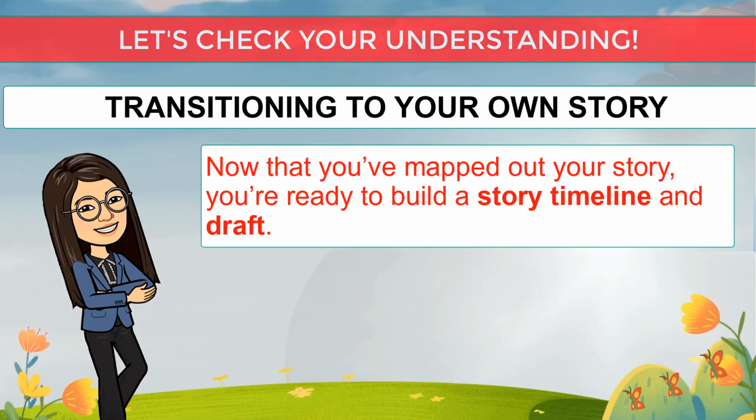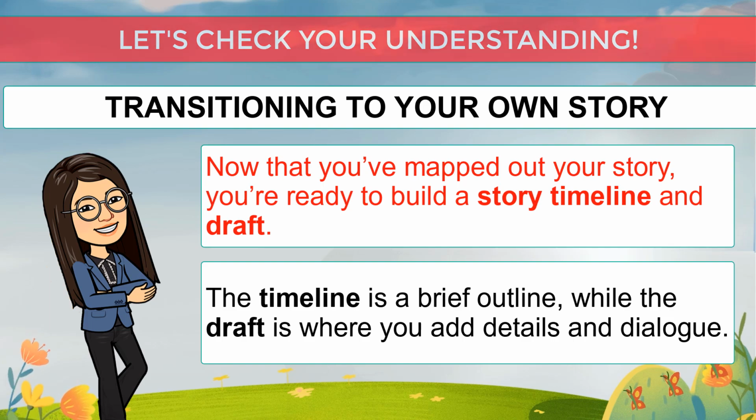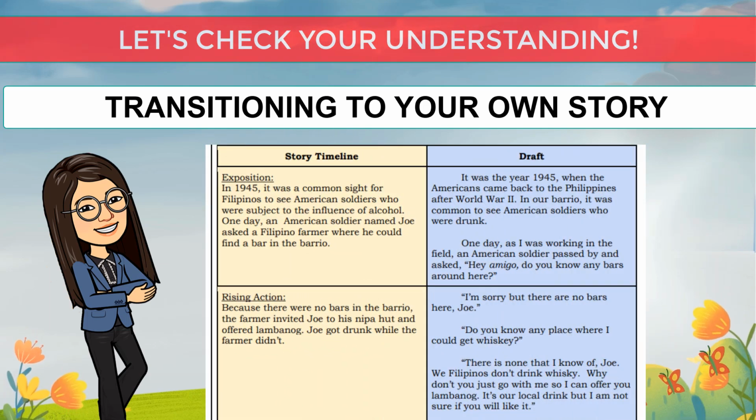Transitioning to your own story. Now that you've mapped out your story, you're ready to build a story timeline and draft. Remember, the timeline is a brief outline, while the draft is where you add details and dialogue. Here's a sample story timeline and draft of the story, "We Filipinos Are Mild Drinkers."